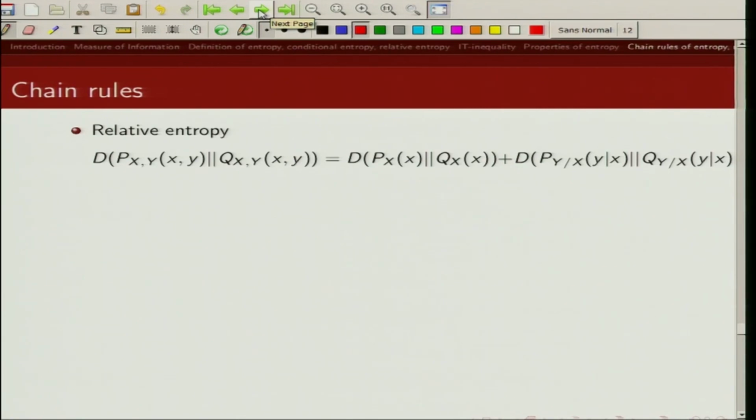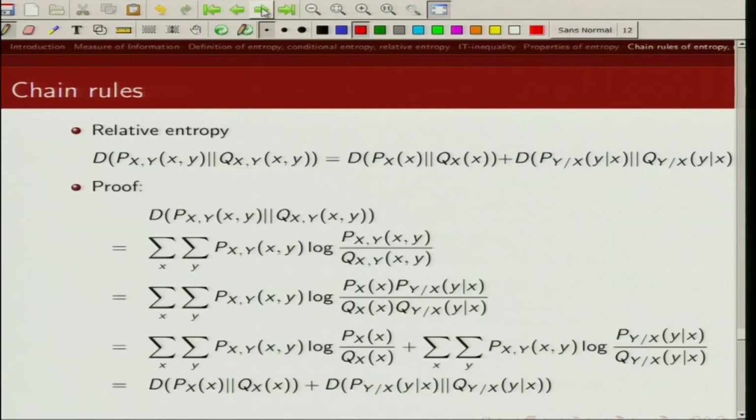We can also similarly show the chain rule for divergence. So if you have the divergence between the joint distributions of x and y, p of xy and q of xy, this can be written as the divergence between p of x and q of x plus the divergence of the conditional distributions of y given x, p of y given x and q of y given x. Again, the proof is straightforward.